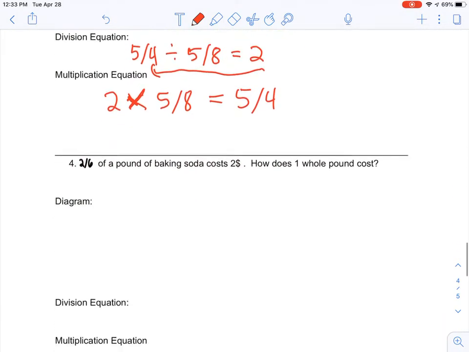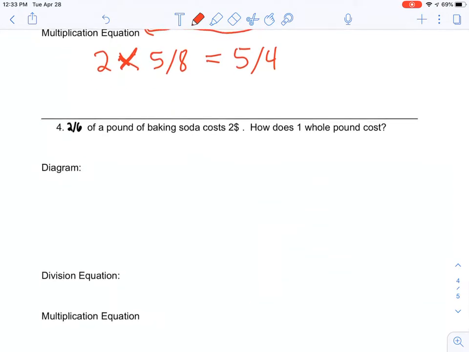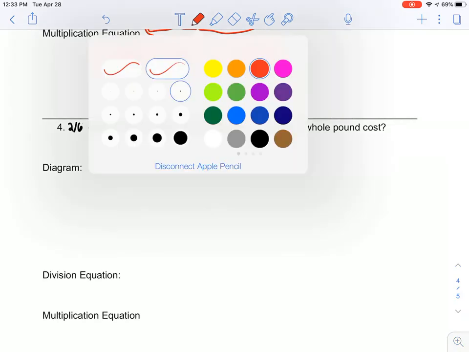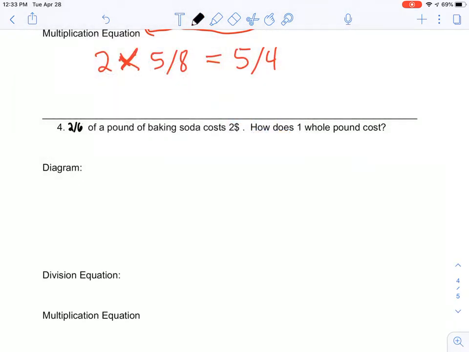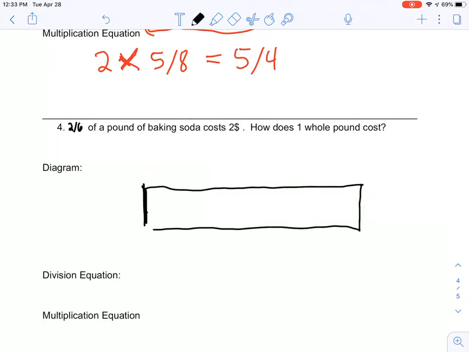We're going to do just one more so that you feel totally secure in what you're doing, okay? So right now we have 2/6 of a pound of baking soda costs $2. How much does 1 whole pound cost? Okay, so 2/6 is the amount that we need to figure out. Okay, so let's go ahead and make our diagram. So here's our whole pound, and we're just going to make it extra big just so we have some extra space.